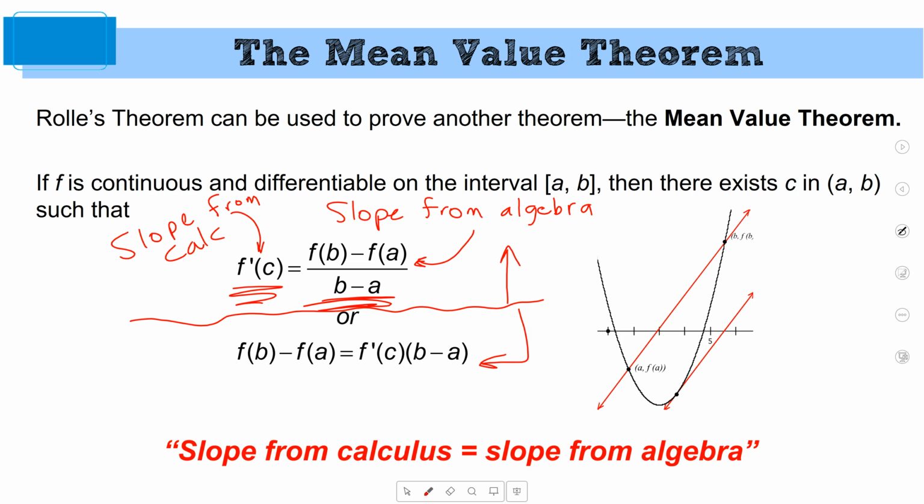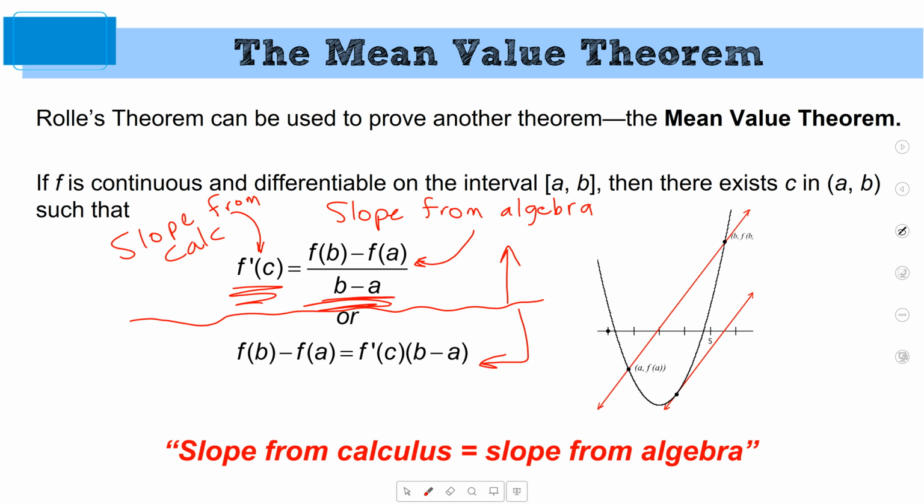There's our picture. If I take some parabola with two points, A and B, and connect points A and B, I have a secant line. We've talked about that before. The slope of that secant line is found by doing y2 minus y1 over x2 minus x1. The slope of the other line is found by doing calculus.